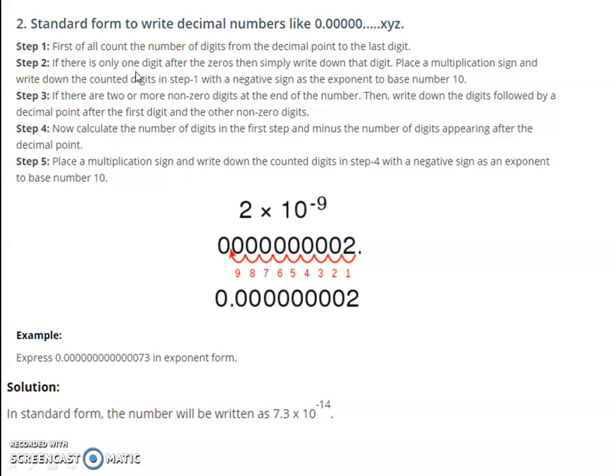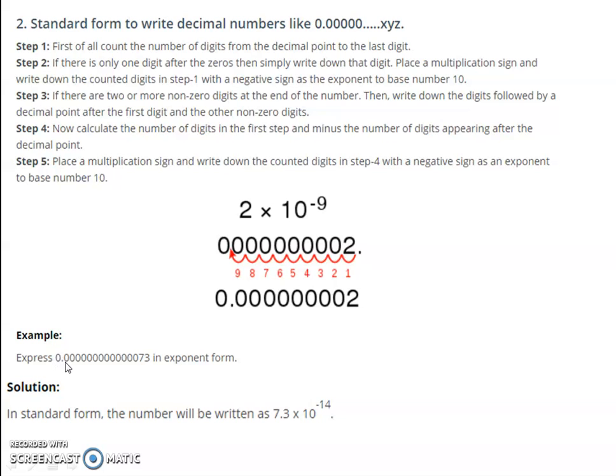If there is only one digit after the zeros, then simply write down the digit. Here the only digit is 2, so we wrote 2. Then if there are 2 or more non-zero digits at the end of the number, then write down the digits followed by the decimal point after the first digit and the other non-zero digits. Let's do it in this example.